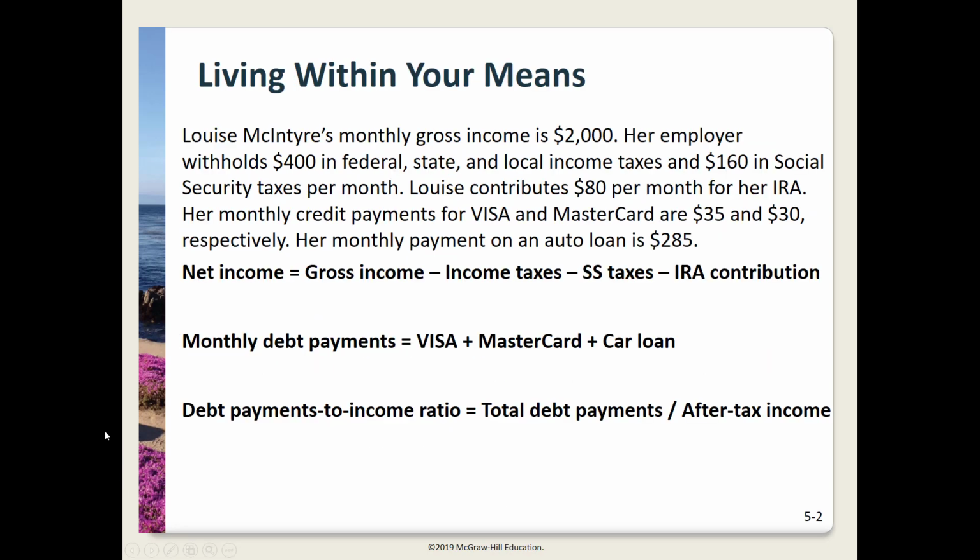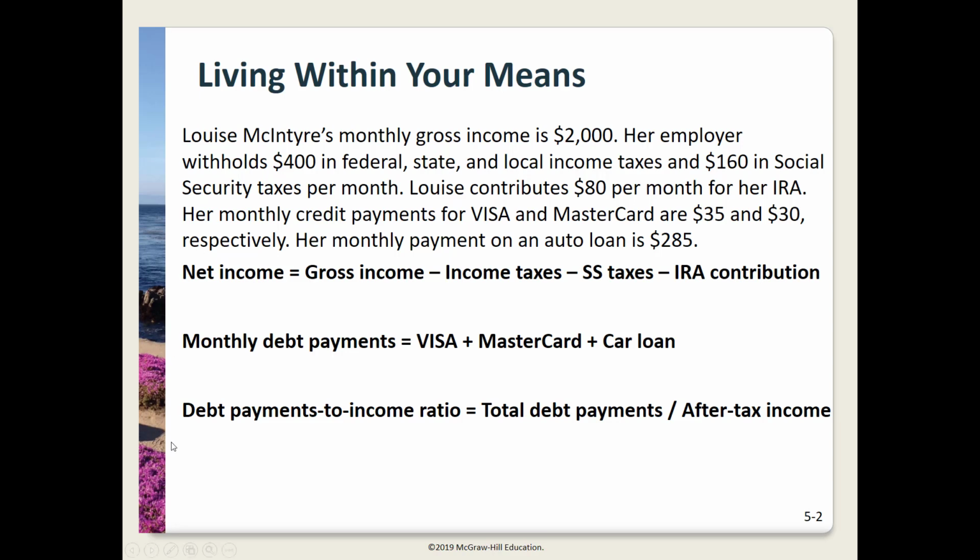In this next example, we're going to be analyzing living within your means. So Louise McIntyre's monthly gross income is $2,000. Her employer withholds $400 in federal, state, and local income taxes and $160 in Social Security taxes per month. Louise contributes $80 per month for her IRA, which is a retirement account, and her monthly credit payments for Visa and MasterCard are $35 and $30 respectively. Her monthly payment on an auto loan is $285.